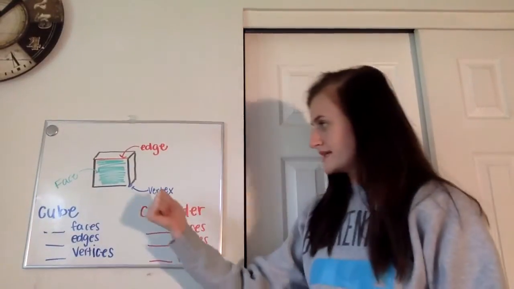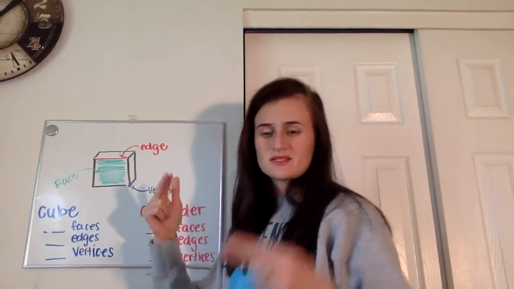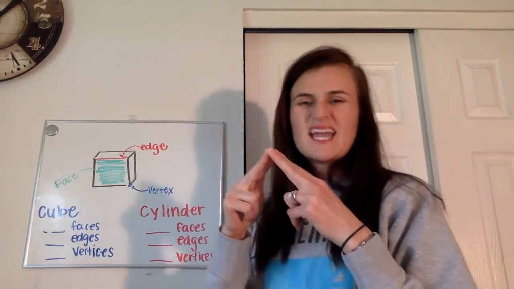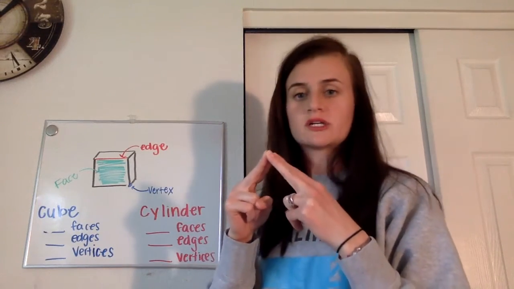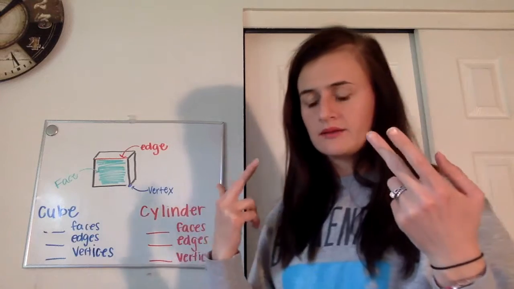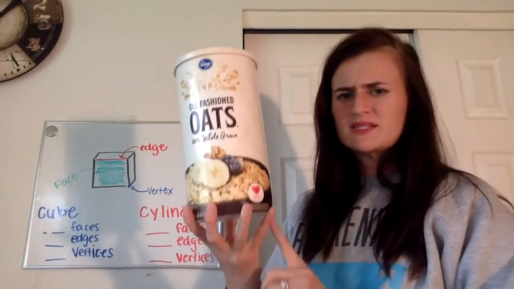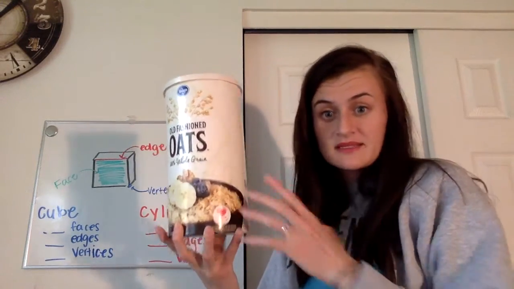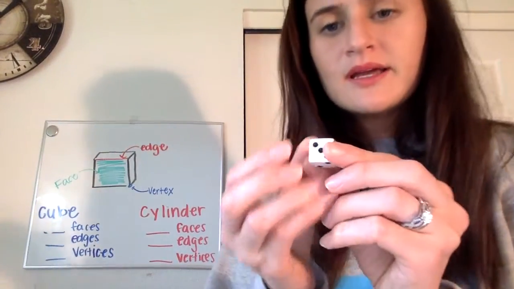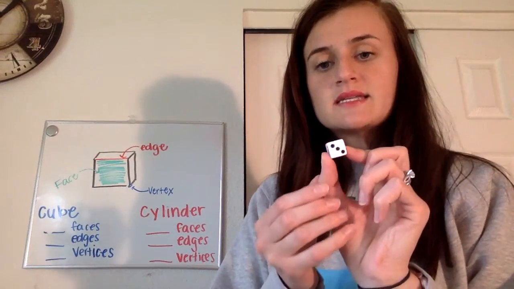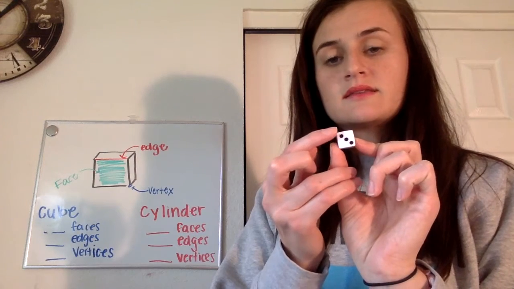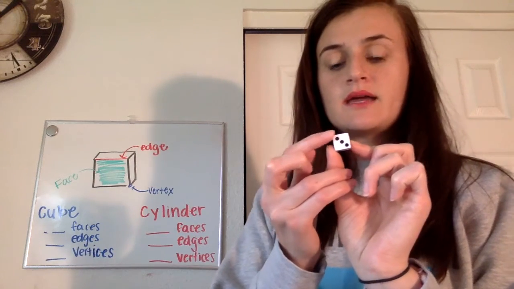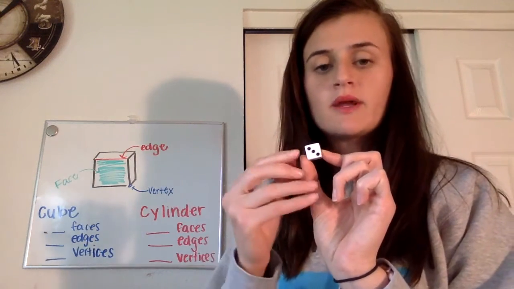Now, the vertice is where our edges meet, so it'll come to a point. I like to think of them kind of like corners. That's how I remember it in my brain. You'll notice on our cylinder, there aren't any points where 2 edges meet, and sometimes that happens. But on a real-life cube, like our dice, the edges come to a point.